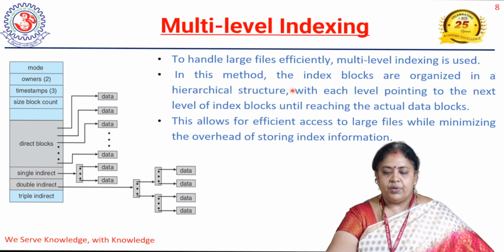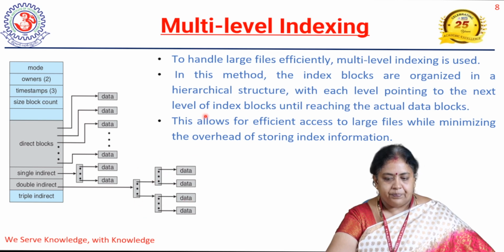In this method, the index blocks are organized in a hierarchical structure. This is an inode, a Unix inode. Here we have the data, that is the direct blocks. Suppose indexed allocation is this one. If we have a larger file, then we store the pointers of the next index block, and in this next index block we have the addresses of the data blocks. Like that, we can accommodate larger files using indexing. So this allows for efficient access to larger files while minimizing the overhead of storing index information.